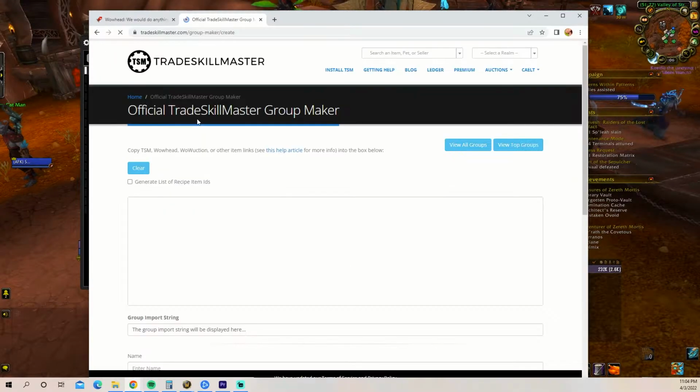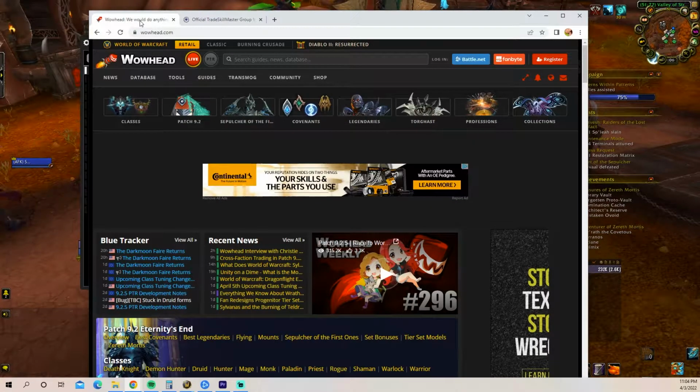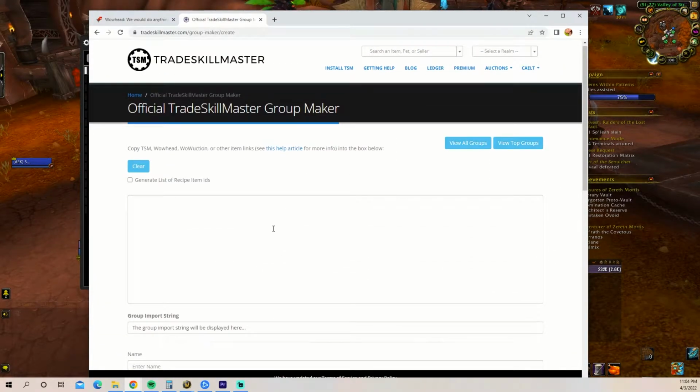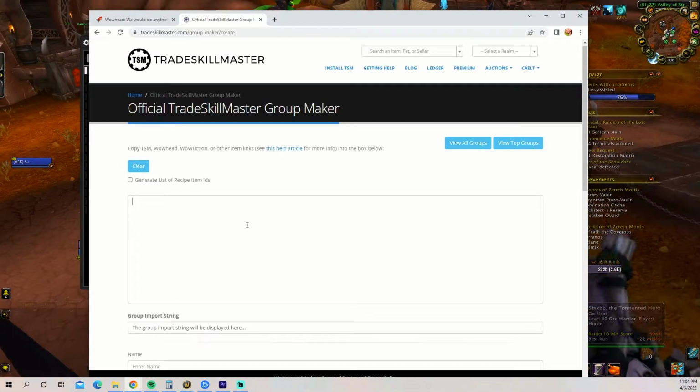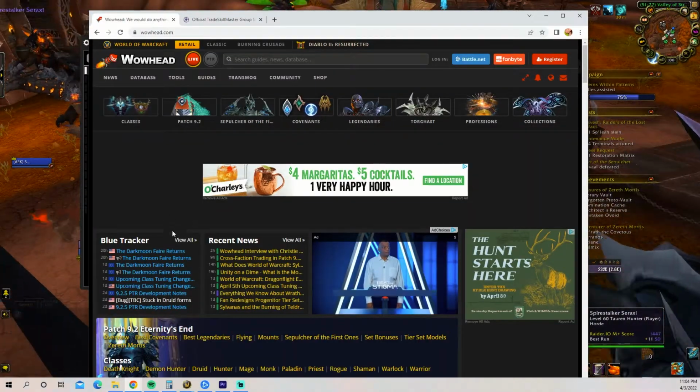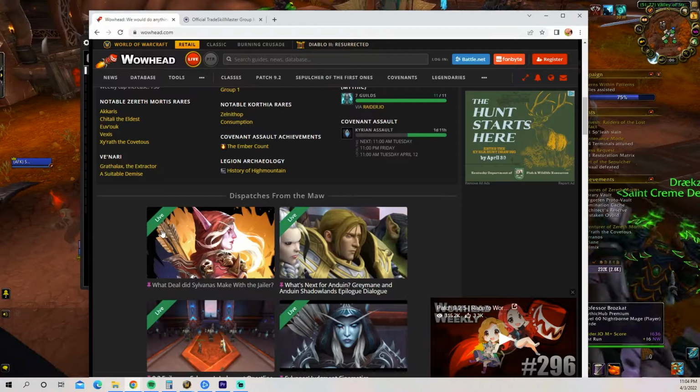So we're going to go to tradeskillmaster.com, their group maker. Now, this gives you a little more versatility in getting items added. You can filter it in a way that makes more sense for you. What you can do with the group website is basically copy and paste over from Wowhead, and there's a couple other places. I use Wowhead, so that's what I'm going to show you. You can copy and paste over the items you want, right?